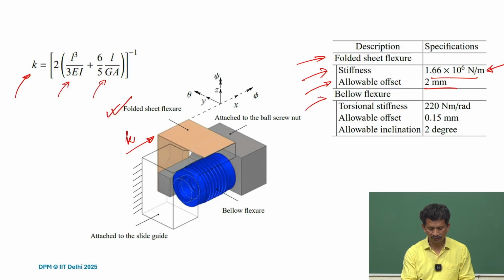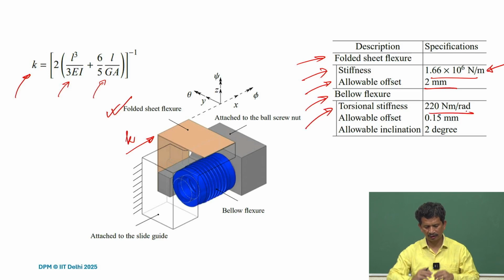For the bellow flexure, we have selected it from Misumi. So yeah, you can choose this from different vendors, and if it's a good vendor and is from a good source, then highly likely they will provide you the specification sheets also. So we looked at it, and the torsional stiffness we have chosen. So it has to be rigid. So 220 Newton meter per radian. So that is the number we have looked into.